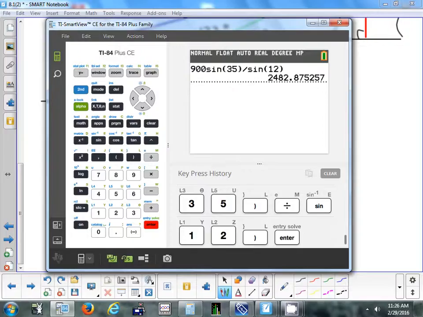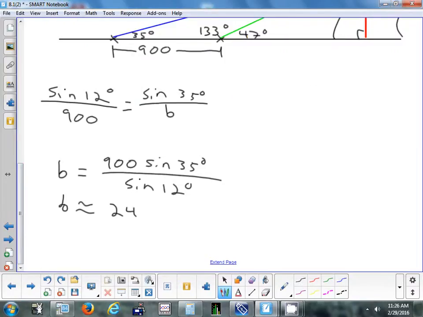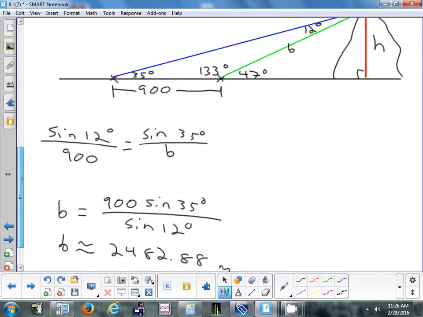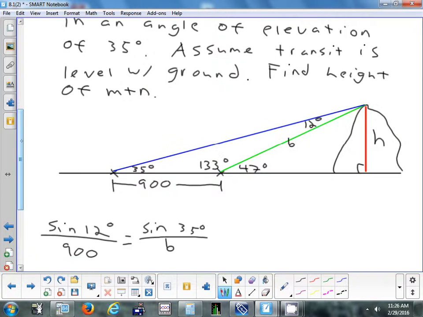So 2,482.8. Yeah, we could say 0.88. Since we're measuring the height of the mountain, most heights are measured to the nearest foot. So if we go to 2 decimal places, that's probably more than we even need. So 2482.88 meters. All right, so let's write that in.